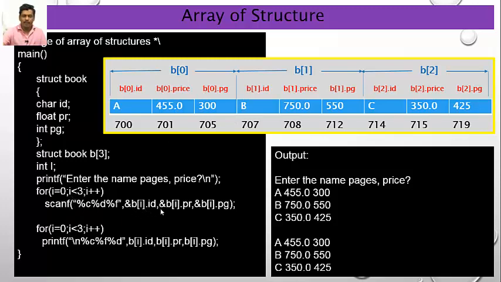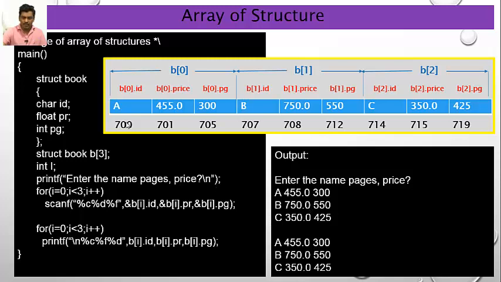So b of 1 and b of 1.id. So the next input is b. That b is assigned to b of 1.id. Then b of 1.price 750, b of 1.page 550. Then continue the loop. Now the value of i is 2. So b of 2.id. So c is assigned to b of 2.id. 350.0 is assigned to b of 2.price. Then 425 is assigned to b of 2.pg. So this is the input.